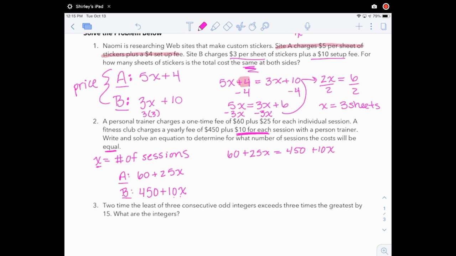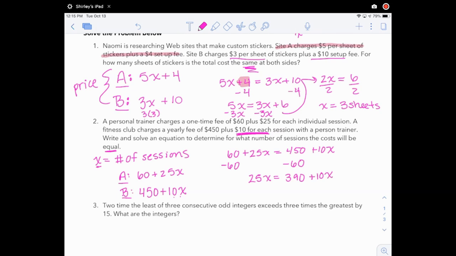So plain numbers to one side, variable numbers to the other. It doesn't really matter which ones you start moving first. I just always try to avoid negative numbers. So like I would not subtract 450. I would subtract 60 because it's smaller. But it doesn't really matter. So I'm going to get rid of my 60 from both sides. So then what is 450 minus 60? Okay. So I get 25x equal to 390.